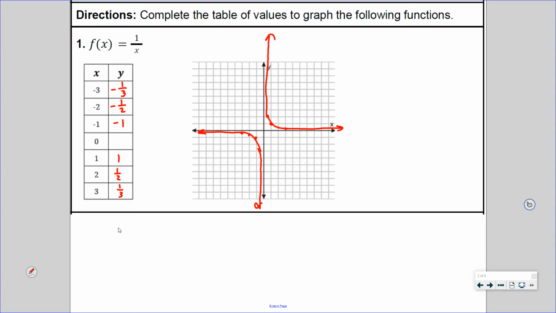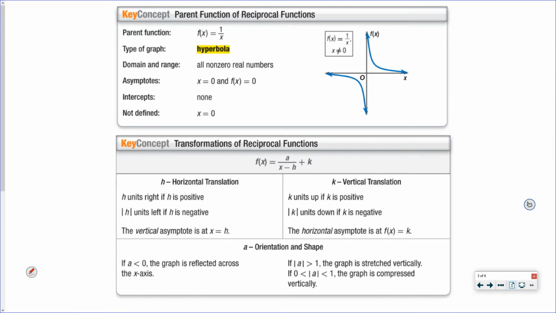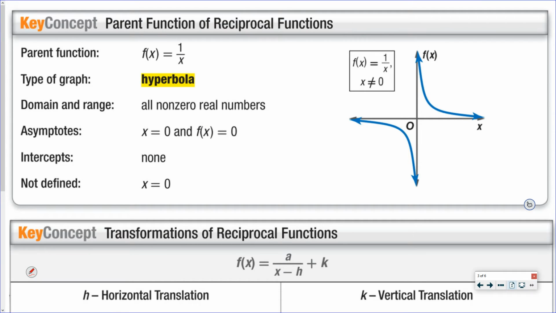So the shape of this graph is called a hyperbola. It basically just has these two symmetric branches. All right. This is my parent function, just my plain 1 over x function. Okay, it looks like this.